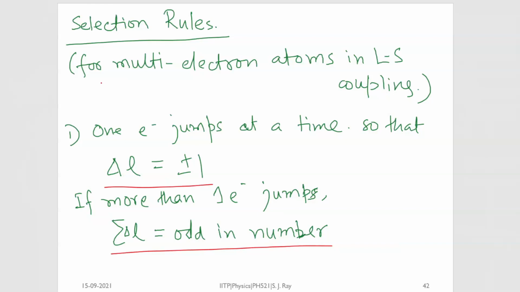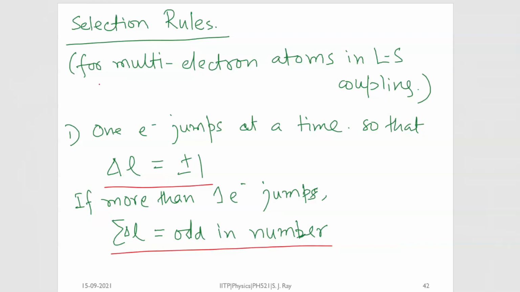Certain selection rules have to be followed, because in experiment we usually see certain spectral lines having a certain wave number or wavelength, with a certain energy associated with the spectral line. That means that certain rules have been followed whenever that transition has happened. So here we will see that.